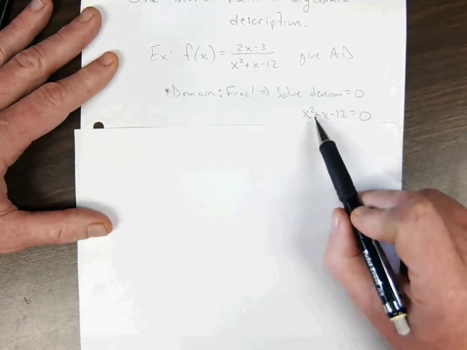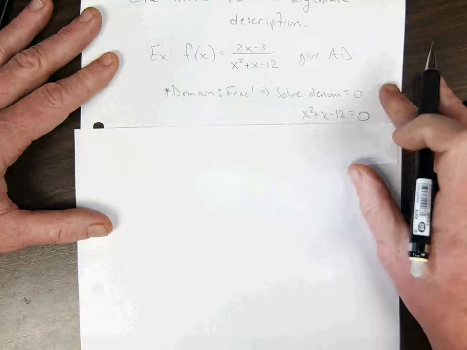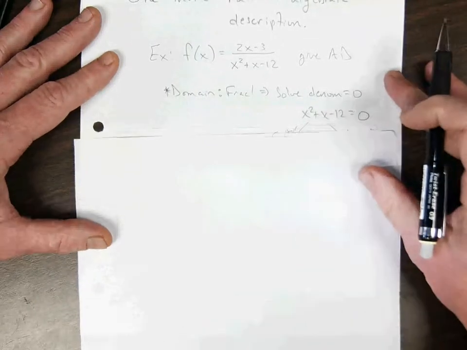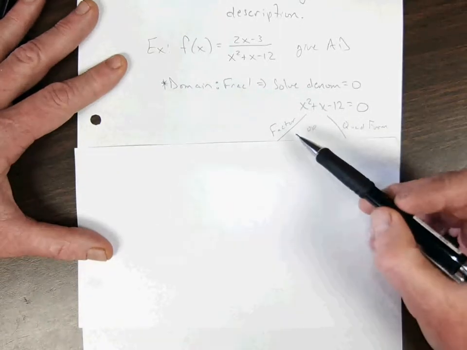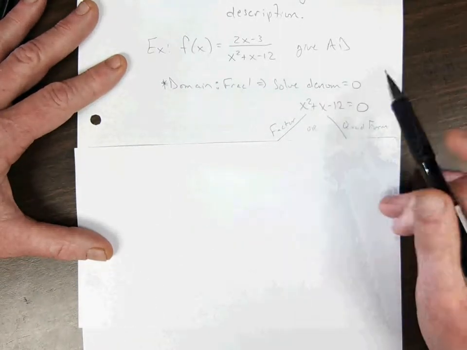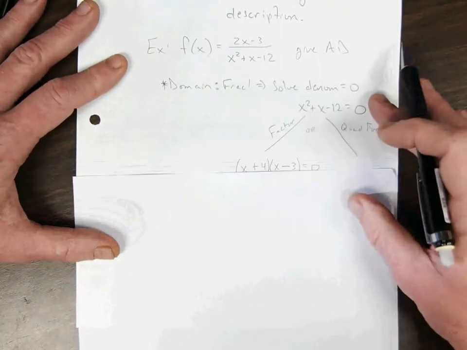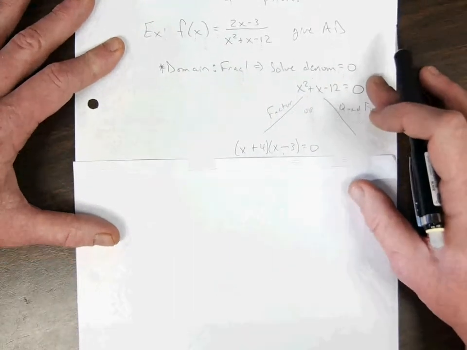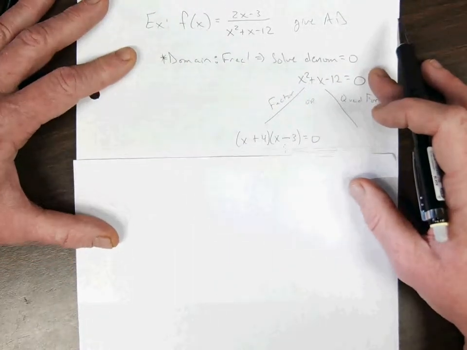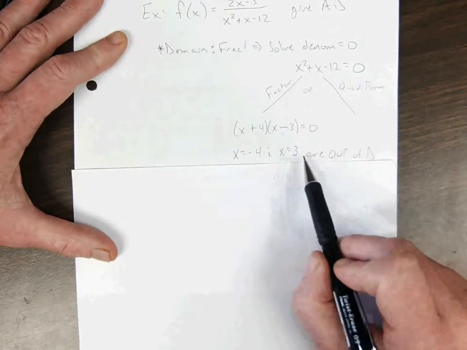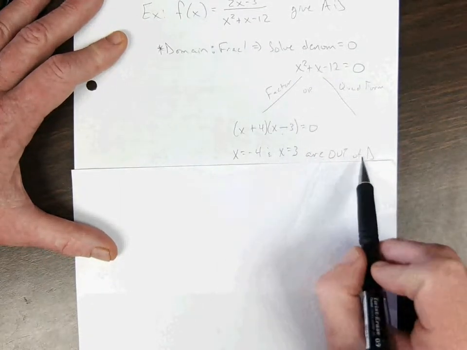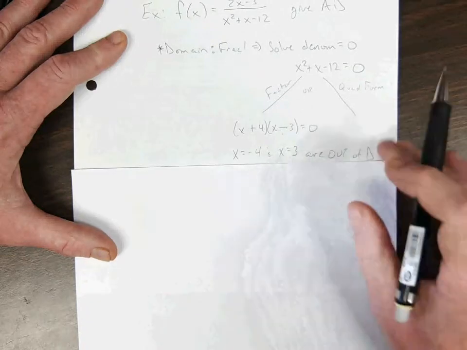You end up with x squared plus x minus 12 equal to 0. That's quadratic, so you could use the quadratic formula. Remember, what I always say is that if I can see how something factors, I'll factor it. And I can see this one factors pretty easily as x plus 4 times x minus 3. And so then I can solve each one of those. And remember, whenever we're finding the domain, we're finding things that are out of the domain. So we have those two.